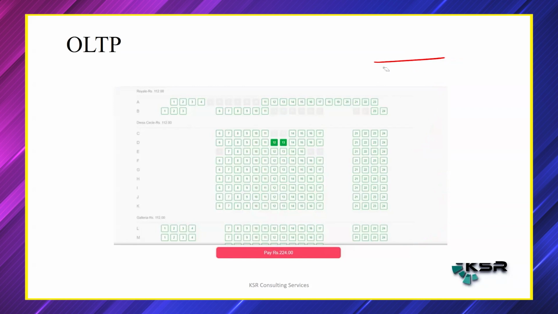But yeah, if you want to book a ticket, imagine you select a couple of tickets. They'll give you a particular time.